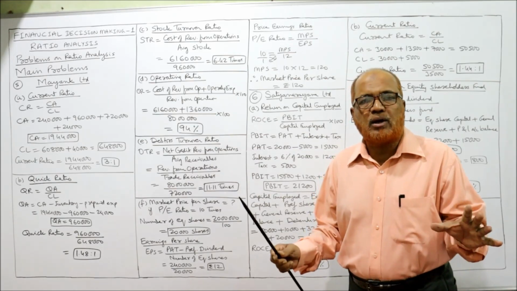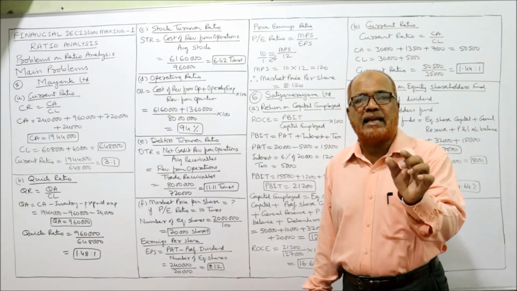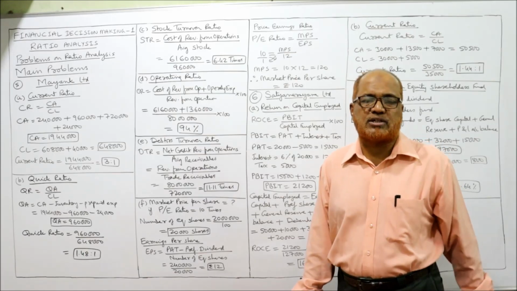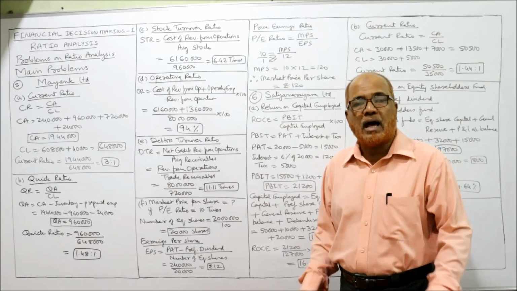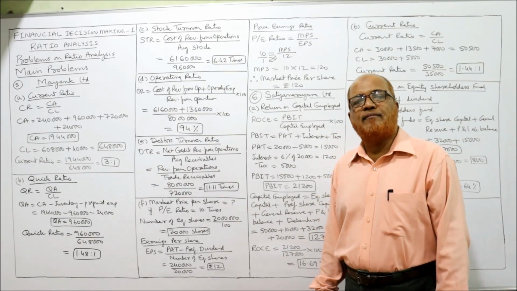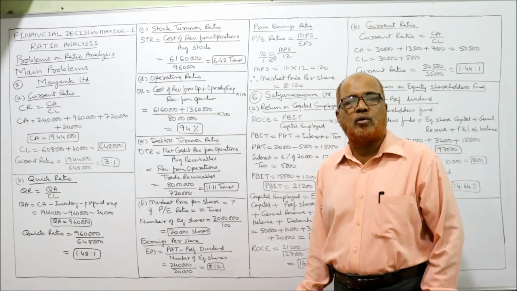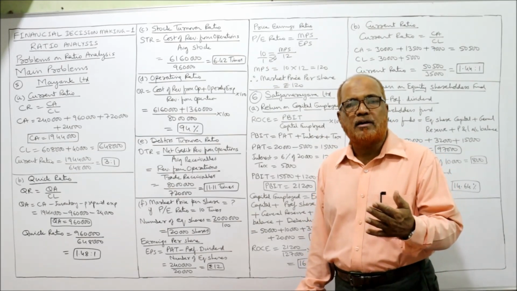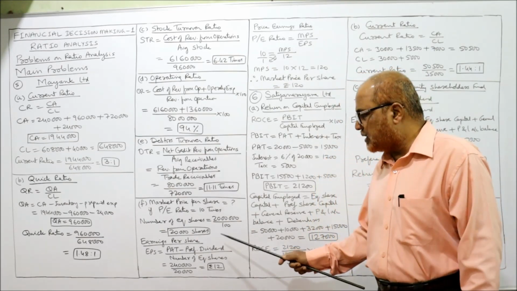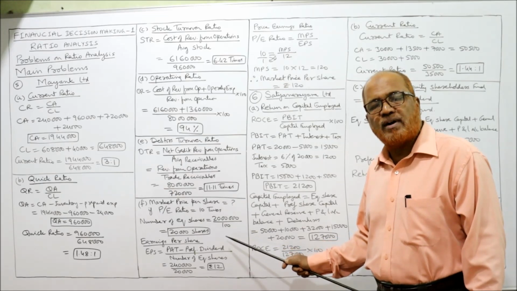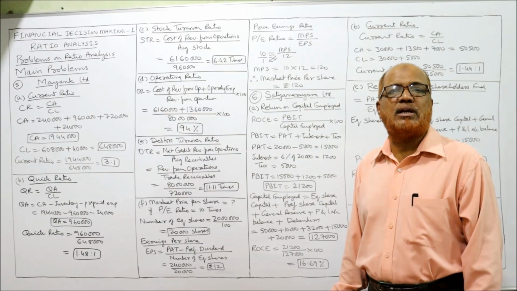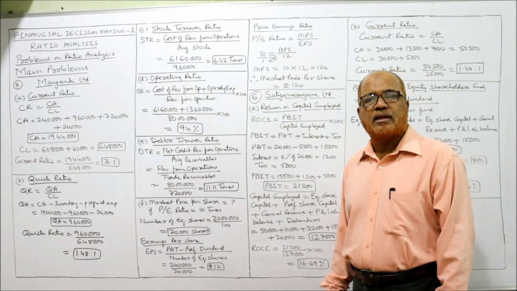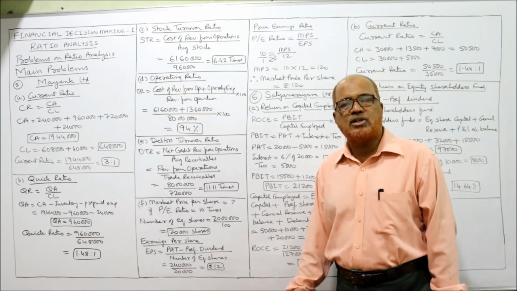The total equity share capital is 20 lakhs, which is given in the balance sheet. And the face value of each share is 100 rupees. In the last paragraph it is given: the face value of each equity share is 100 rupees. So how many shares are there? Total equity share capital 20 lakh, and the face value of each share is 100 rupees. So the company is having 20,000 equity shares.